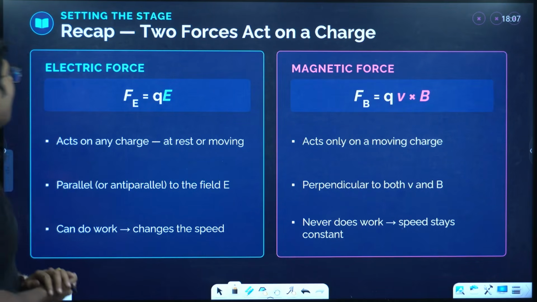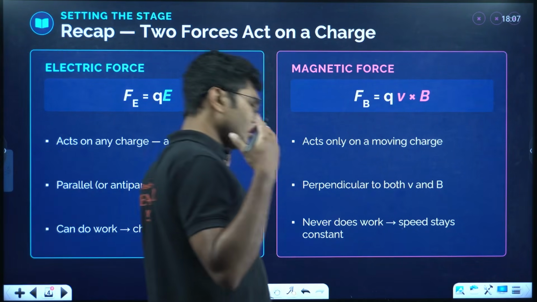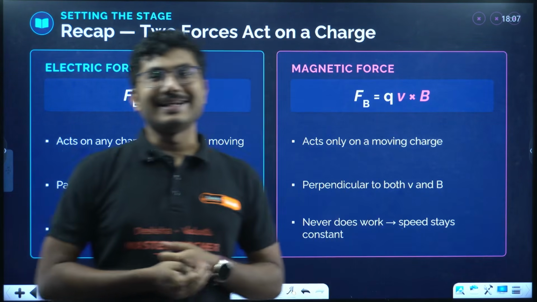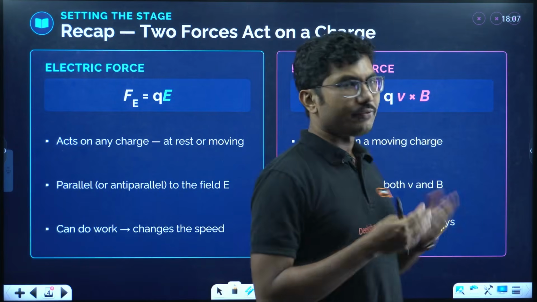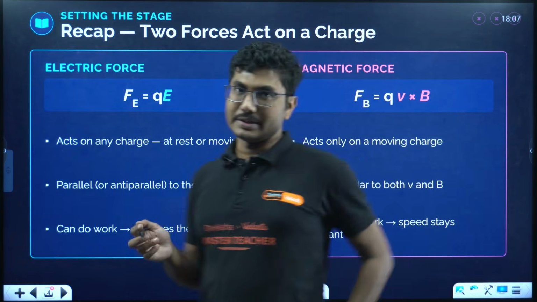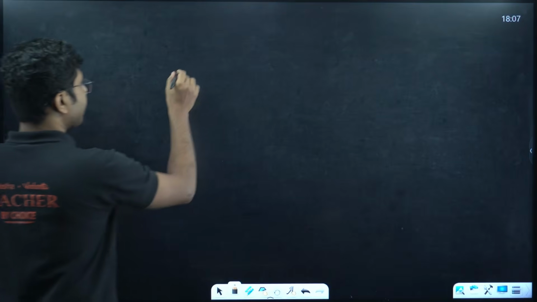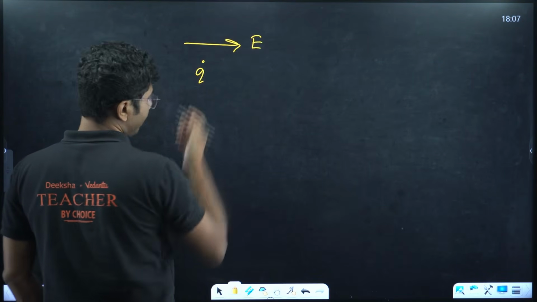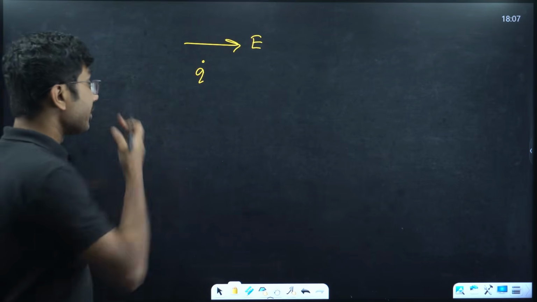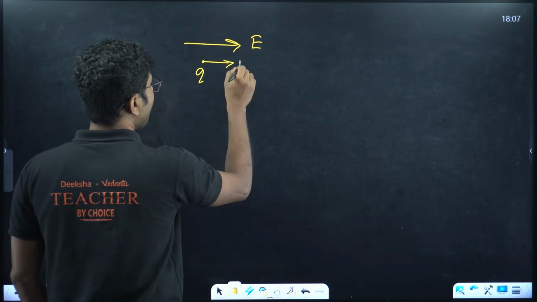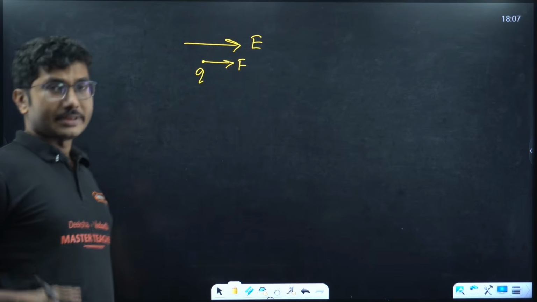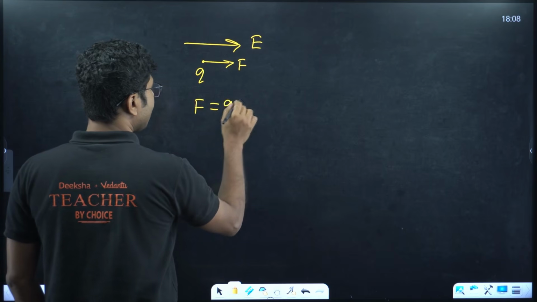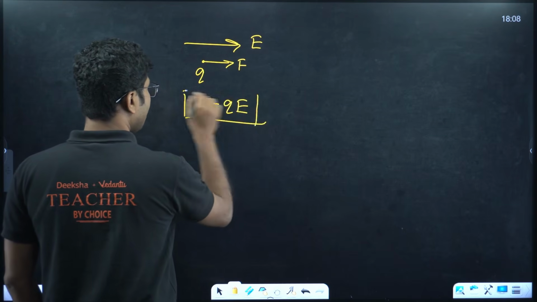So first is when you have say a charged particle in an electric field, what happens? A charged particle in an external electric field experiences a force, right? So the external electric field was there, you kept a charged particle Q, so it will experience a force. Now based on the charge being positive or negative, it can experience a force in the direction of the field, or in the opposite direction of the field. But anyway, what is the force? The force is given by Q into E. We have done it in our electrostatics chapter.